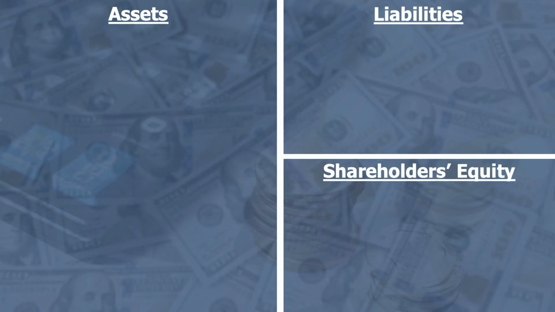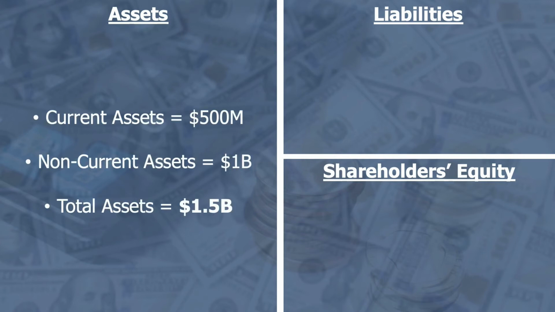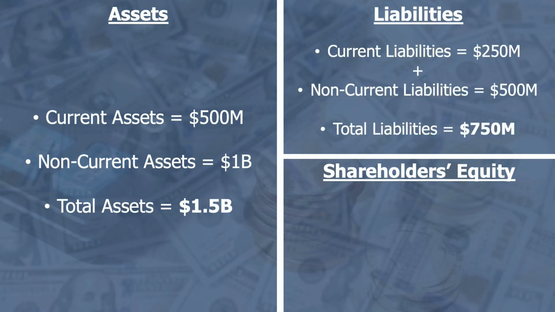So we'll have a look. On the left, we'll see our assets. So we've got current assets, say $500 million, non-current assets of $1 billion. So that gives us total assets of $1.5 billion. And on the other side, we can see our liabilities: we have 250 million current liabilities, 500 million non-current liabilities, giving us a total of 750 million in total liabilities.